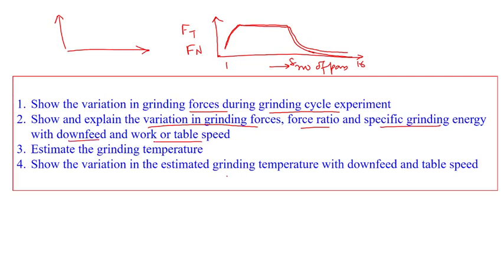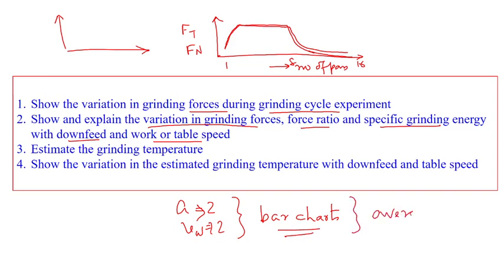downfeed and table speed. Because you have only two values of downfeed and two values of Vw, you would not be able to draw a graph. You have to draw bar charts. So this has to be done. Instead of graphs, you have to draw bar charts, and while doing it, do not show everything. You only show the average values, the average over the number of passes.